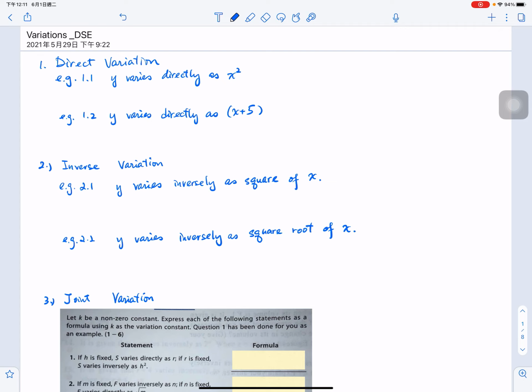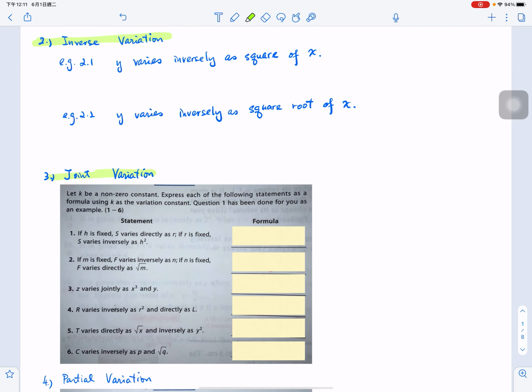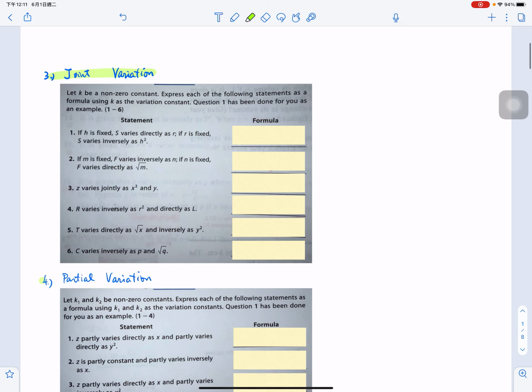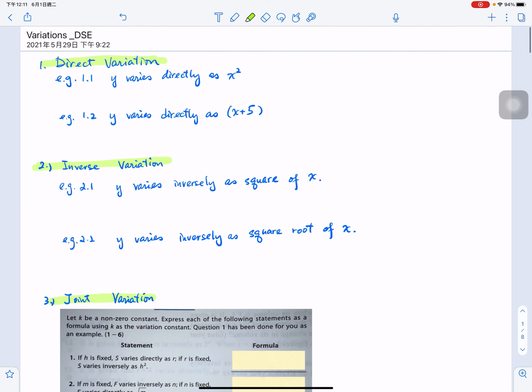Okay, now we'll have a look at the topics of variation. First of all, remember how many kinds of variation? Yeah, direct variation, inverse variation, and joint variation, and the last one, partial variation. Right. Okay, so let's have a quick view of these four different kinds of variation.